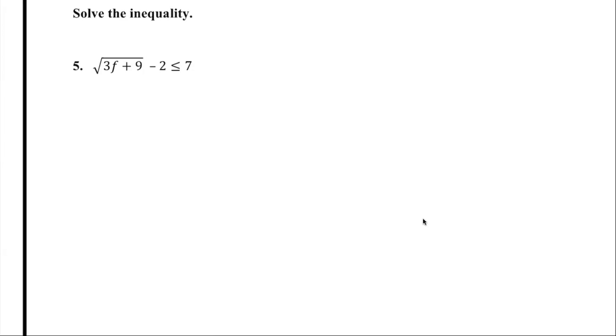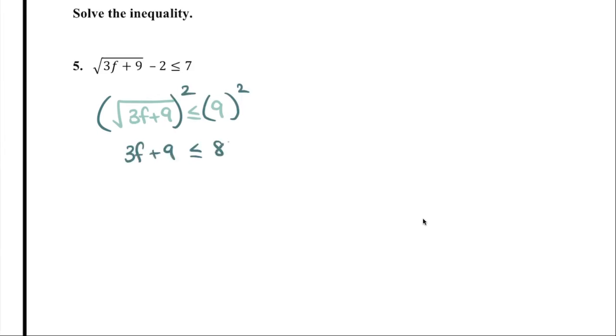Yeah, so here's my radical. He's not by himself. So yeah, let's move the 2 over. And then what does that give me? Rad 3f plus 9 is less than or equal to 9. Perfect. Okay, now go ahead. And then square both sides. Yep. And then you get 3f plus 9 is less than or equal to 81. Good. Keep going. Move the 9 over.